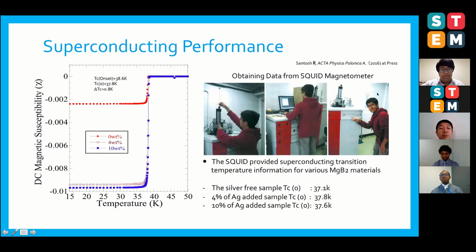Going on, it is very important to study the superconducting transition for silver-free and silver-added MgB2 material. The magnetization data was collected within the range of 15 Kelvin to 50 Kelvin using a SQUID magnetometer. As you can see from the figure on my slide, the temperature dependence of the DC susceptibility in the zero field cooled process, with a magnetic field of around 1 mT. Both silver-free and silver-added MgB2 samples were sintered at 775 degrees in argon, as I expressed earlier. As you can analyze from this graph, this is the TC susceptibility data, which I was able to obtain through SQUID.